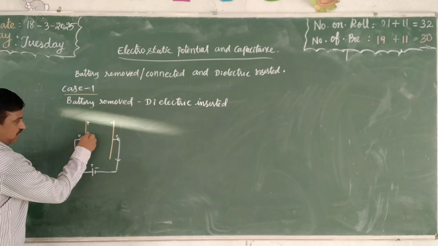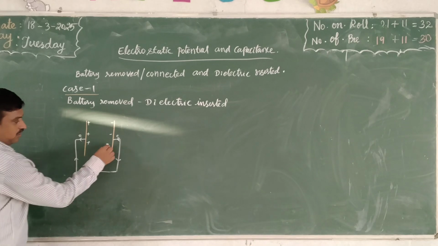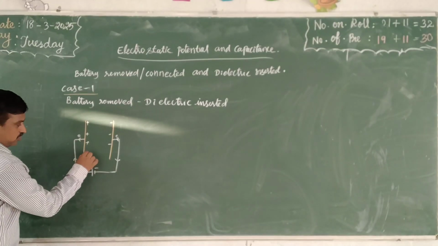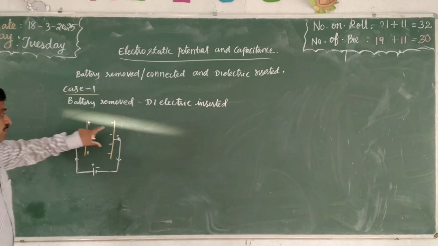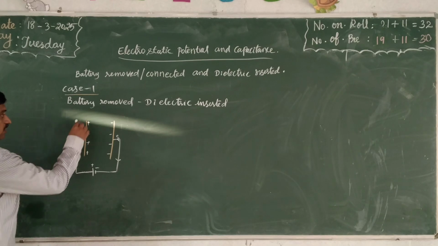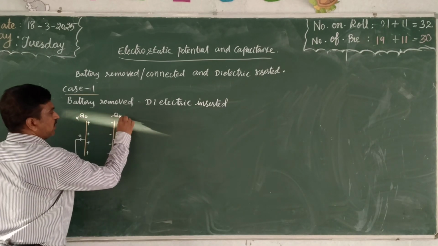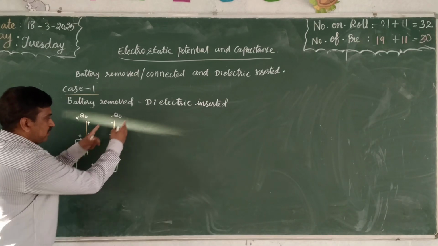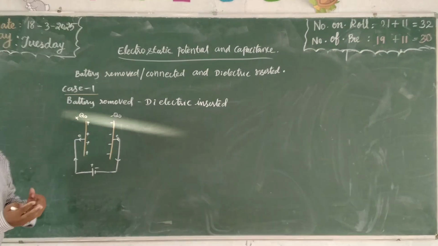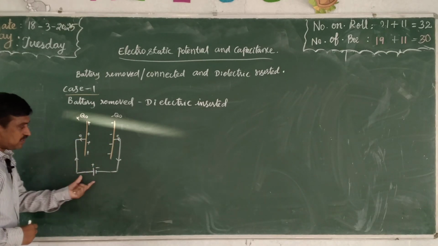One more charge is taken from here and reaches the other plate, and again another charge, placed here. What happened? This plate develops a positive charge and this plate develops a negative charge: plus Q naught and minus Q naught. Why are we taking Q naught, the maximum charge? Here the positive charge and the negative charge have the same magnitude but opposite signs. This is what happens when the battery is connected.